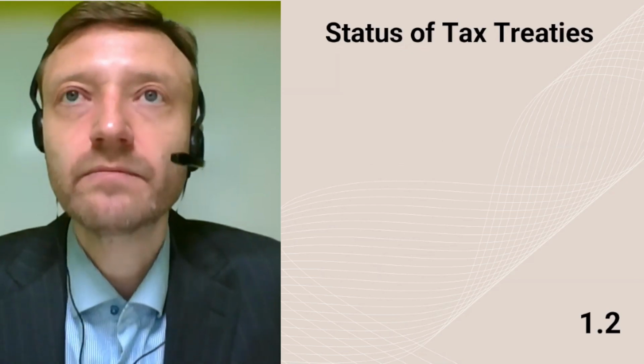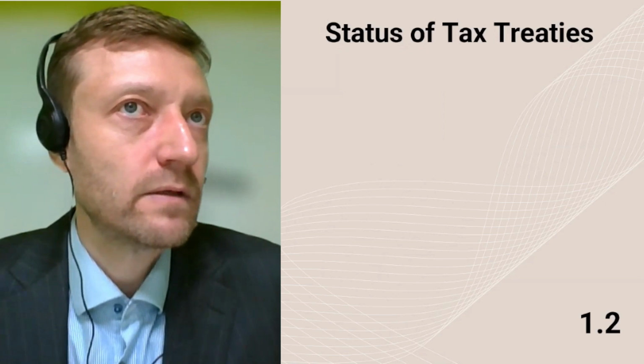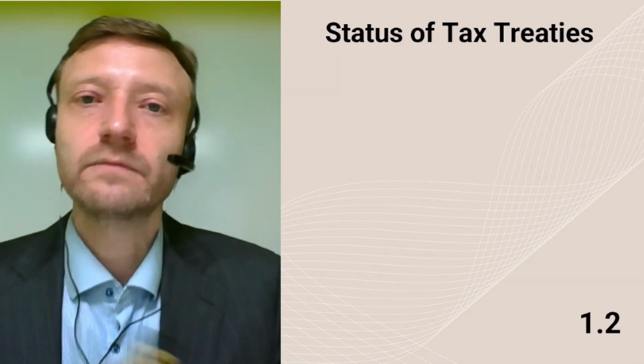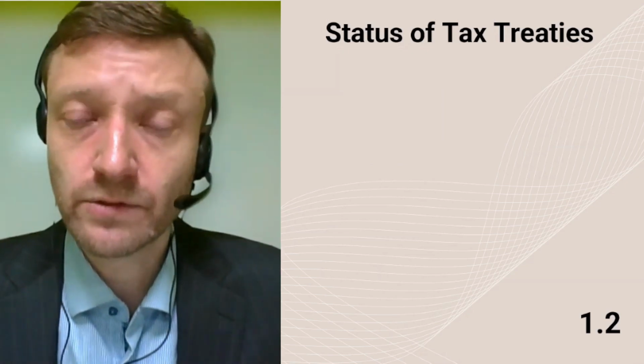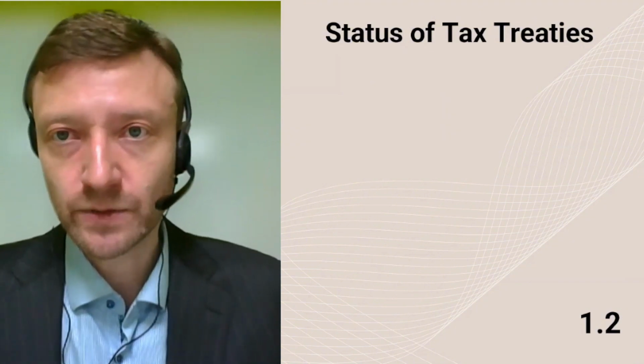Next, let's look at a broader topic with a longer history: the status of the double tax treaties that Russia has with other countries. As many of you know, in August 2023, Russia suspended the application of 38 of its tax treaties. Almost half of Russian double tax treaties were suspended by the Russian side.